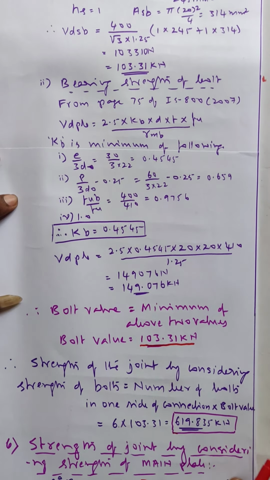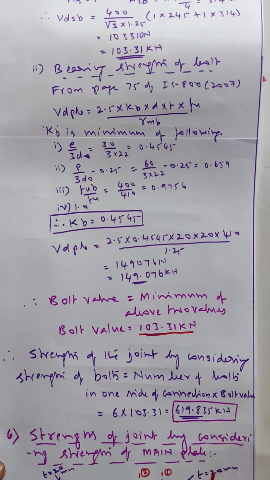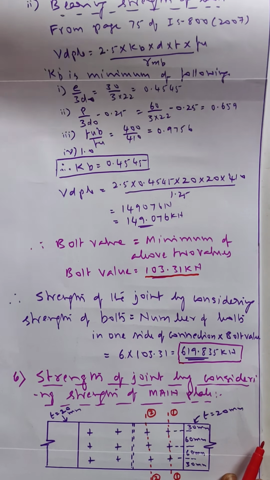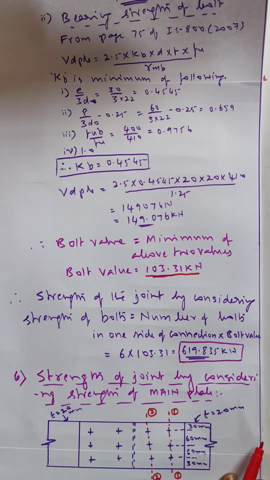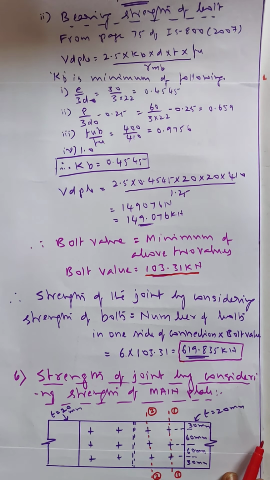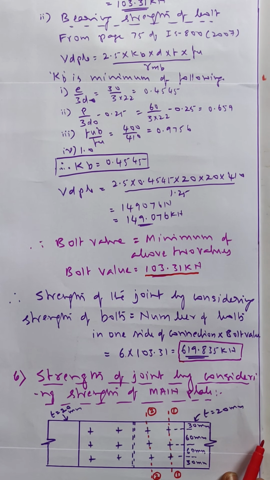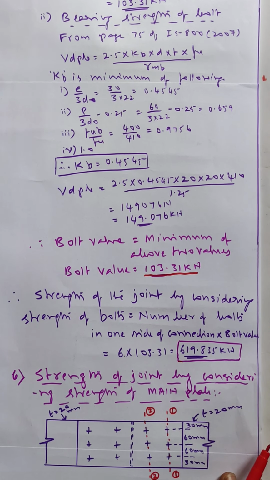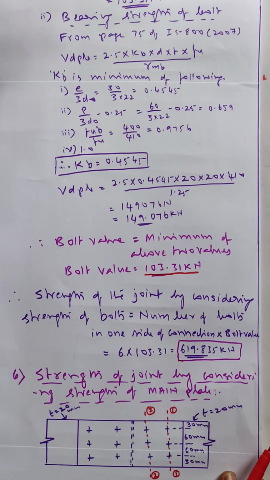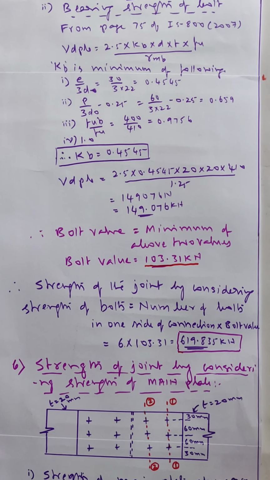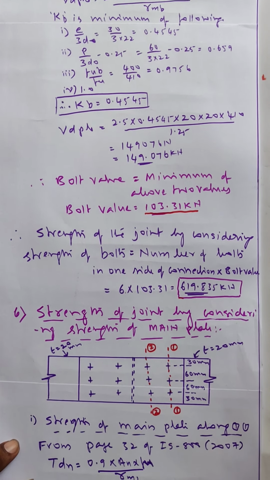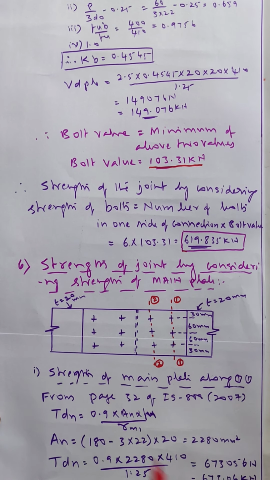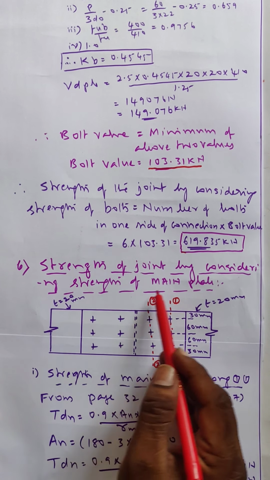Now, B, we have to calculate the strength of the plate also. Therefore, strength of the joint by considering strength of the main plate. Now we will see this. What is the strength of the joint by considering strength of the main plate? See here.